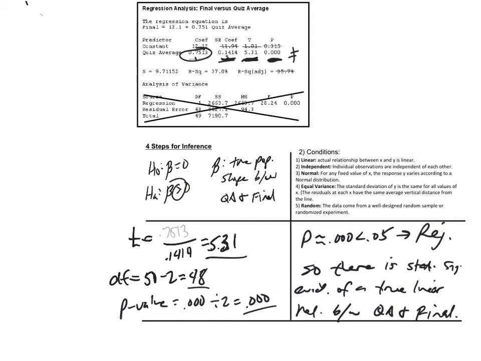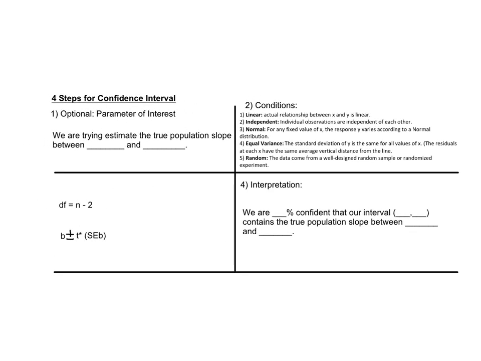And then lastly here, the confidence interval side. So at the confidence interval, again, we're trying to estimate the true population slope between, in this case, quiz average and final. It's the exact same conditions, okay? The degrees of freedom are still n minus 2. The only new thing here is we get the B and the SE of B again, but you've got to get the T star from your chart, okay?